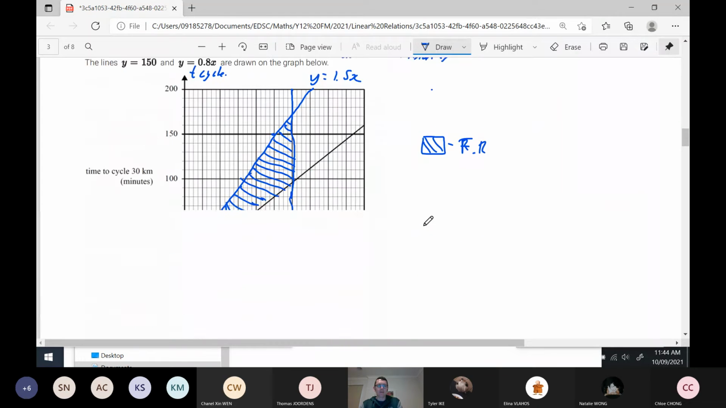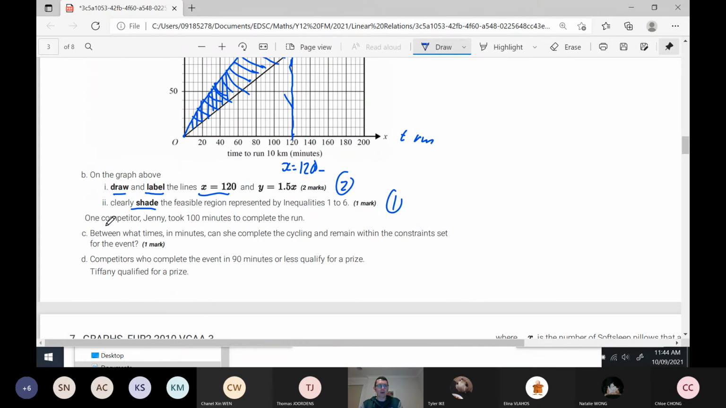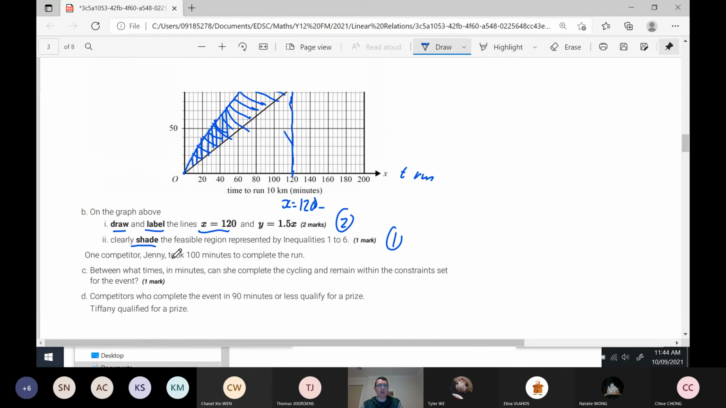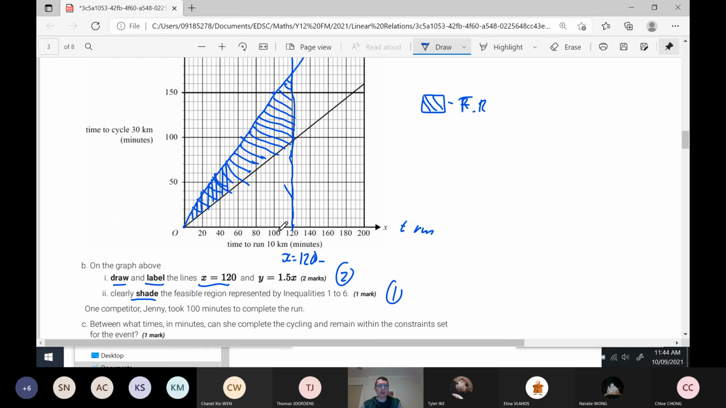Not too bad. So one competitor, Jenny, took 100 minutes to complete the run. Between what times in minutes can she complete cycling and remain within the constraints set for the event? So if she took 100 minutes to complete the run, it's down here. So if you look at that, she needs to be between here and here, right? That's what we're thinking, okay? So what are those constraints?